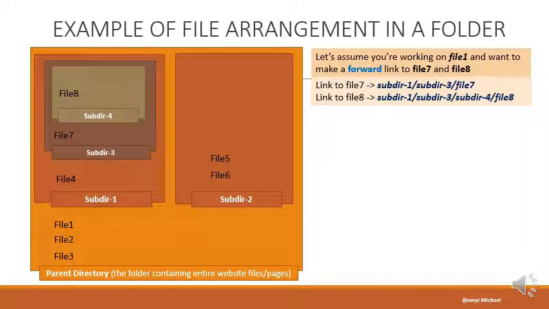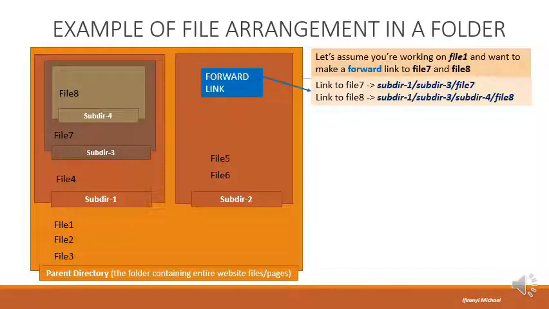So when getting file 8, we will link to subdirectory 1, subdirectory 3, subdirectory 4, and then file 8, using / to demarcate. Alright, so this is the proper way you can make your forward links to wherever you're going to. That's to say, if I want to make a link to file 5, I would just use subdirectory 2 / file 5, and then I will get file 5.